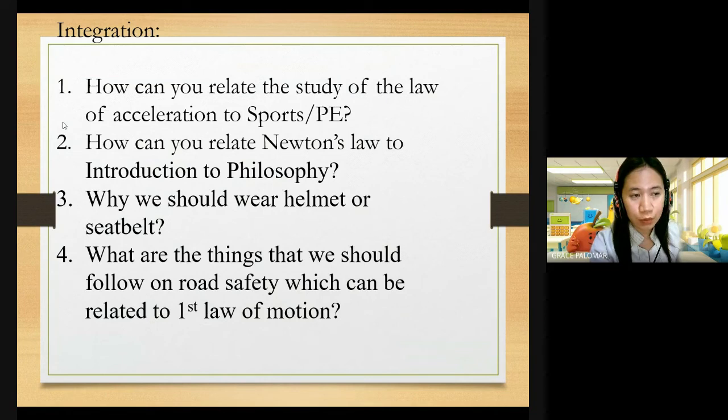So, according to Aristotle, there are two types of motion: natural motion and violent motion. According to him, natural motion refers to what an object does on its own. So, it's similar to the law of inertia. For example, when a book is placed on a table, it will naturally come to rest.